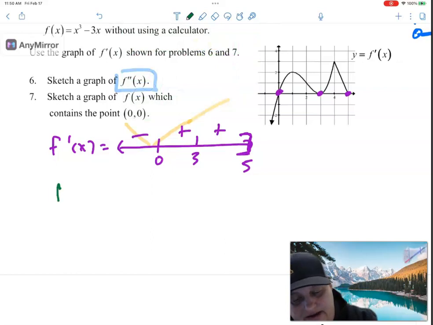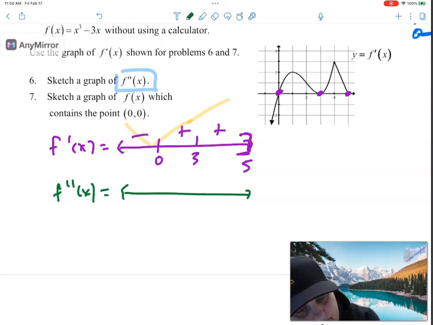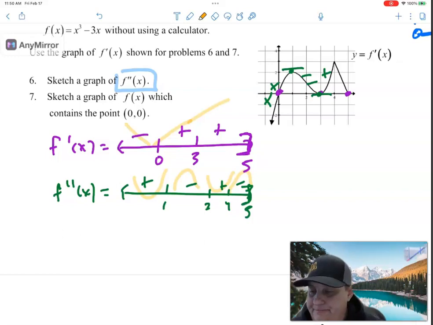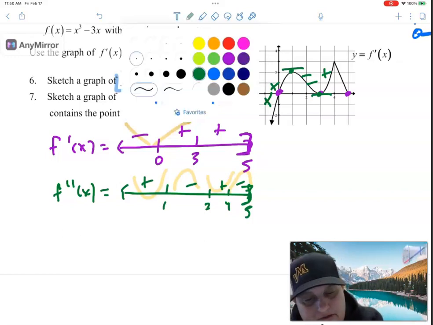For my second derivative, it's the slopes of the first derivative. That's where the slope is 0. That's where the slope is 0. And at 4, that's where the slope is undefined. And it goes up to 5. Well, look, these are positive slopes, negative slopes, positive slopes, negative slopes. And so it goes like this: concave up, down, down. So let's see if we can sketch this here.